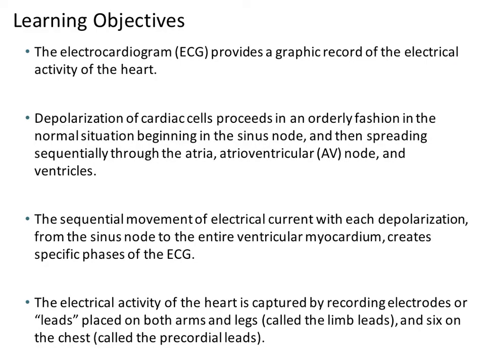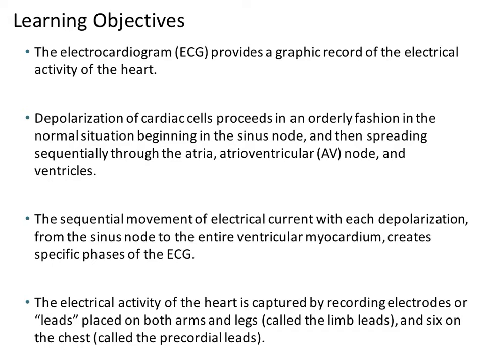Here is the learning objective for this module. We hope that at the end of this module you'll learn that the electrocardiogram provides a graphic record of the electrical activity of the heart. And when we look at depolarization of the cardiac cells, it's important to know that it proceeds in an orderly fashion in a normal situation, starting at the sinus node and then spreading sequentially to the atrioventricular node and the ventricles.